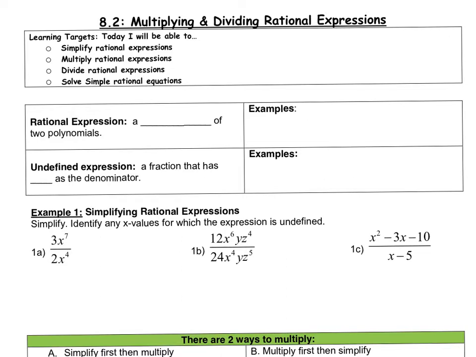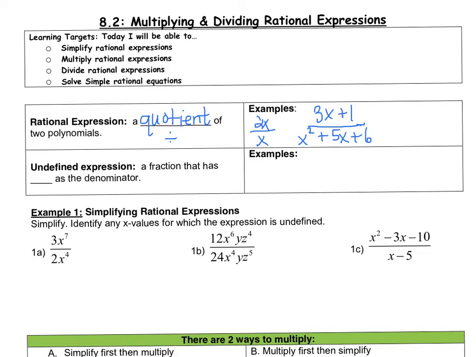A rational expression is a quotient of two polynomials, which means that you divide two polynomials. So maybe you have a monomial divided by a monomial, like 2x divided by x. Or maybe you have a binomial on top, like 3x plus 1, and you divide it by a trinomial, like x squared plus 5x plus 6. That's what a rational expression looks like, something on top and something on the bottom.